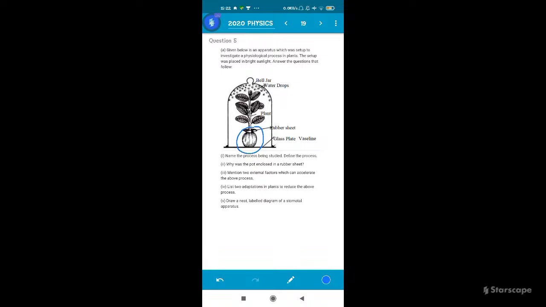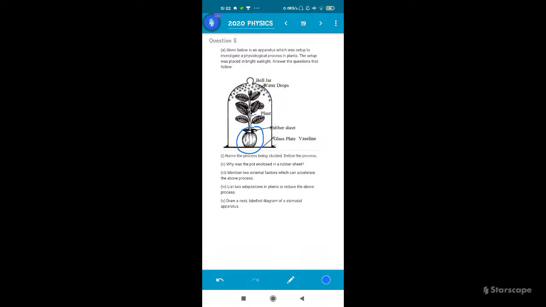Or you can also say that in order to prevent any evaporation from the soil present in the pot, we have covered the pot with a rubber sheet. Both the answers are correct. Hope it is clear. Now your next question is, mention two external factors which can accelerate the above process. So which two factors can enhance this process of transpiration?